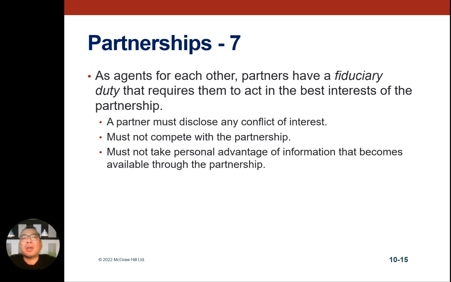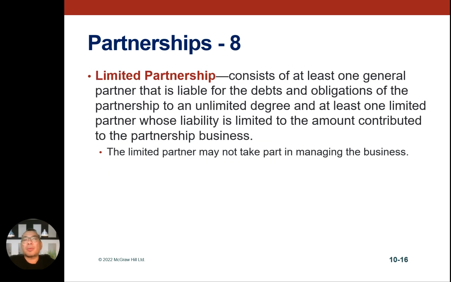Partners must disclose any conflict of interest, must not compete with the partnership, and must not take personal advantage of information that becomes available to the partnership. A limited partnership consists of one general partner that is liable for the debts and obligations of the partnership to an unlimited degree, and at least one limited partner whose liability is limited to the amount contributed to the partnership business. The limited partner may not take part in managing the business.